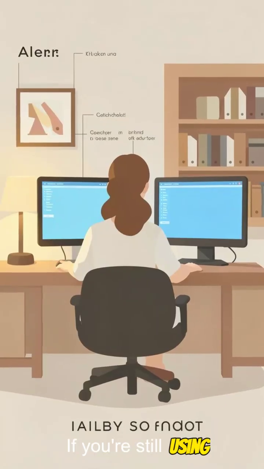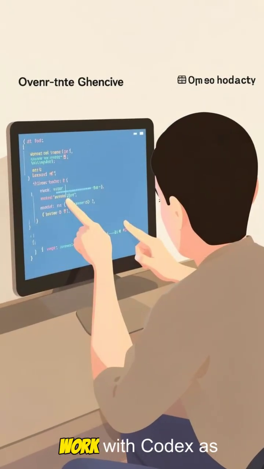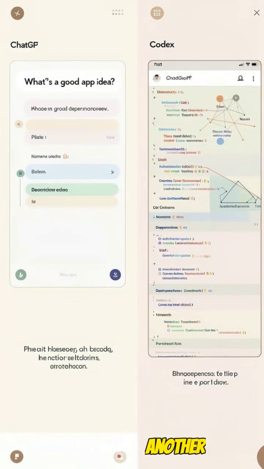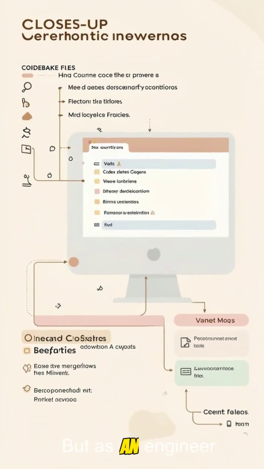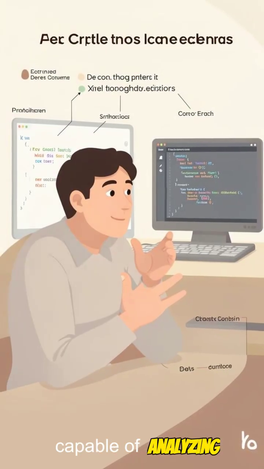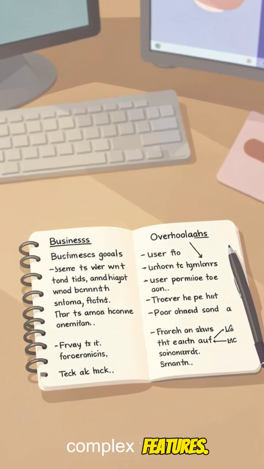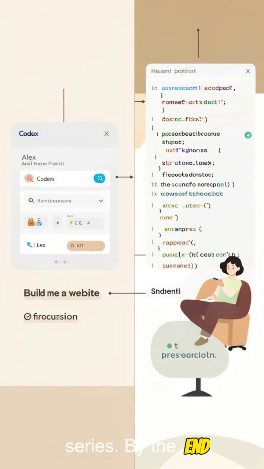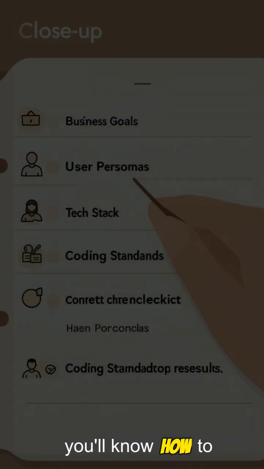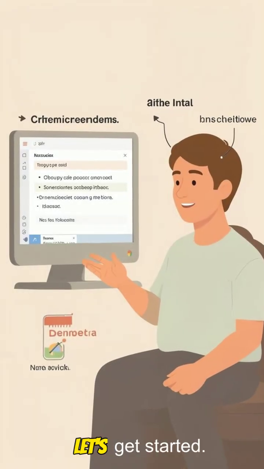If you're still using AI just to write functions or fix bugs, you're missing its true potential. In this course, you'll learn how to work with Codex as if it were another developer on your team, not as a chatbot, not as an assistant, but as an engineer capable of analysing entire projects, understanding software architecture and implementing complex features. This is the first video in a 10-part series. By the end of this course, you'll know how to build projects faster, produce higher quality code, and get the most out of AI. Let's get started.